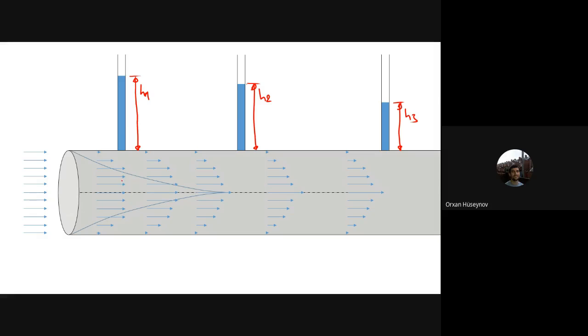But if I ask you this question: the average velocity at section 1, V1, the average velocity at section 2, V2, and the average velocity at section 3. Are the average velocities equal or not? Why are they the same? Yes, it is due to incompressible flow, but if it was compressible, then they couldn't be the same.